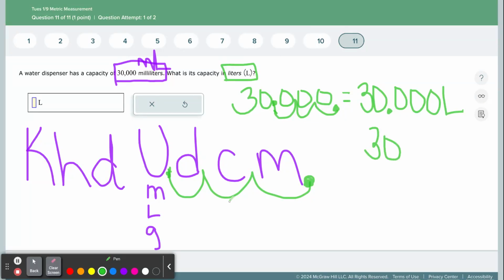Your answer's 30. Okay. I hope that walking through this helped you a little bit and you feel comfortable with moving your decimals around. Remember, stay to the right. Right is right.